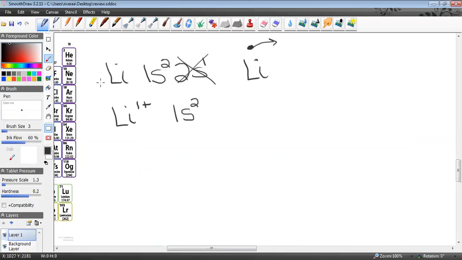And so when lithium becomes lithium 1+, we now call it a cation. This is what we call our positively charged ions. The t looks like a plus sign. That's how you remember it. And cations are smaller than the original atom that they come from because they lose that energy level.